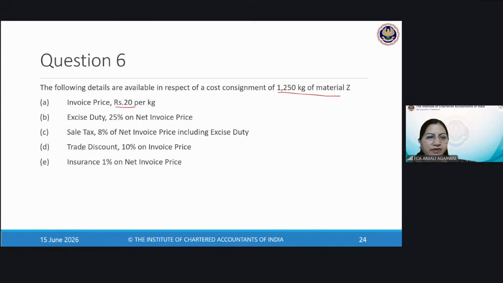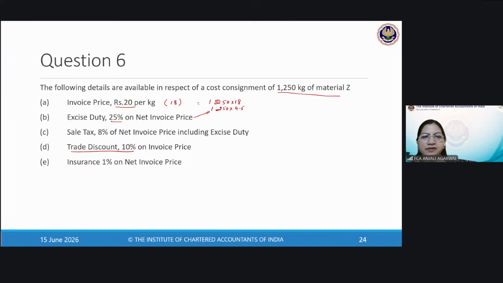But if you have any trade discounts, you should subtract it. 10% is the trade discount on invoice price. So it will not cost us 20, it will cost us 18. So our total raw material cost so far would be 1250 into 18. Then you will have excise duty, which is 25% on net invoice price. So 25% of 18 would be 4.5. This will become your excise duty.